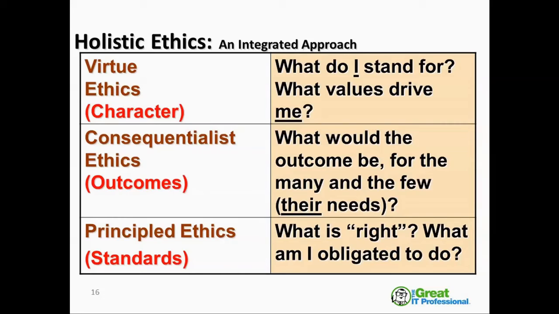And then the third school of thought looks at principled ethics and looks at standards, like what is right, what am I obligated to do? And I propose an integrated approach that we can call holistic ethics that looks at all 3, and you examine all 3 aspects of it to be able to make a more integrated decision.